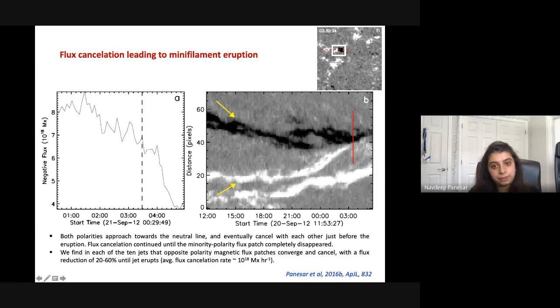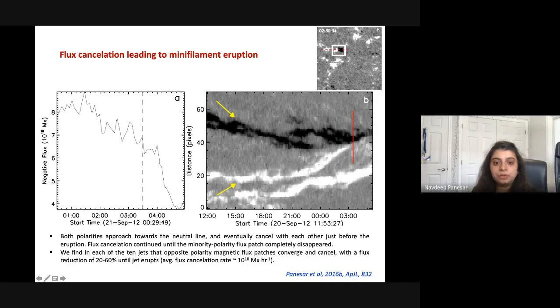Further, to present a clear picture of flux convergence and cancellation, we created this time-distance map along the red dashed line for a longer time period. I think this image is for 18 hours. And we noticed that initially these two patches that are involved in the eruption are far away from each other. With time, they converge and cancel and trigger the mini filament eruption, followed by the jet, from the neutral line. Here at this time the jet happens. And further cancellation goes on, and at the end, there is no more positive flux patch at the neutral line.